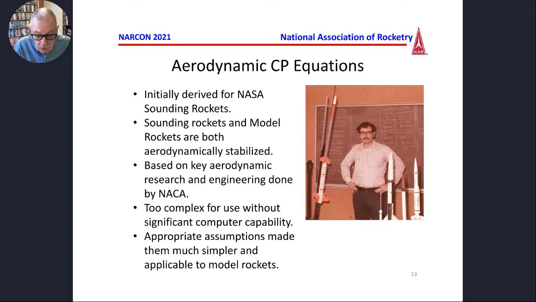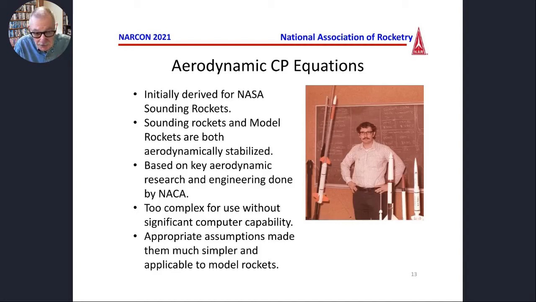I look a lot different today than I did way back when I was working on sounding rockets. I would still love to have rockets around me all the time. It's an enjoyable hobby and was an enjoyable job, working with sounding rockets, not just analyzing them, but getting them ready in the field and actually flying them. And it's something I still enjoy today.